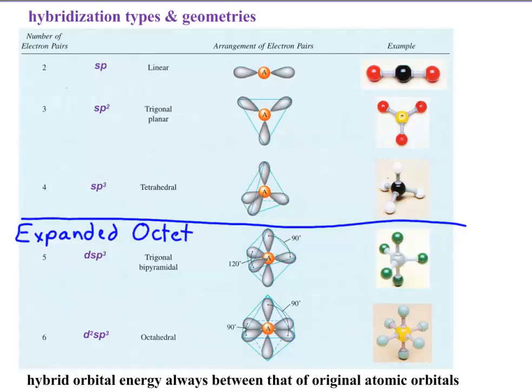And just a reminder that the energy of these hybridized orbitals is always between that of the original orbitals. And for 4 of the 5, so for sp, sp2, sp3, and d2sp3, the orbitals have identical energies. Because dsp3, or trigonal bipyramid, has a planar portion and a linear portion, the orbitals in the planar portion have 1 energy. The orbitals in the linear portion actually have a slightly different energy. But for the other 4, all the orbitals are identical in energy.